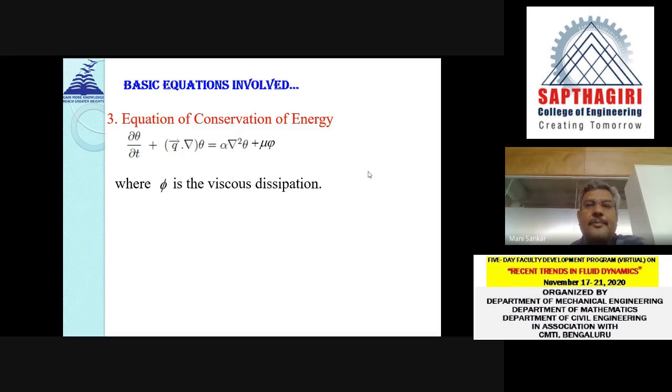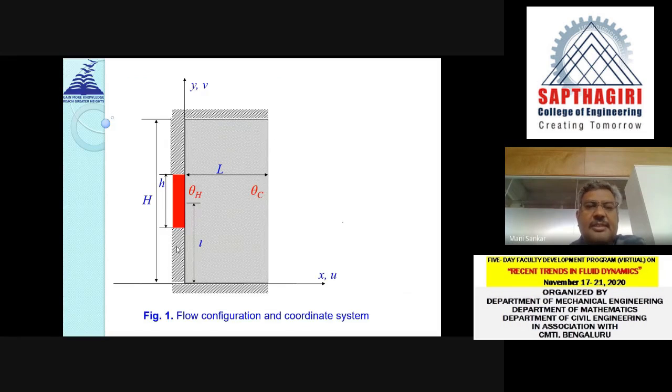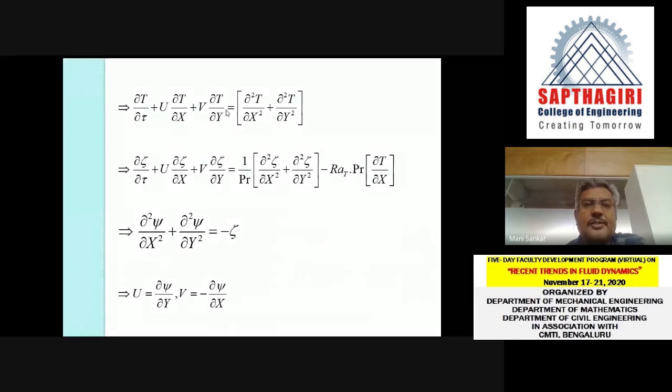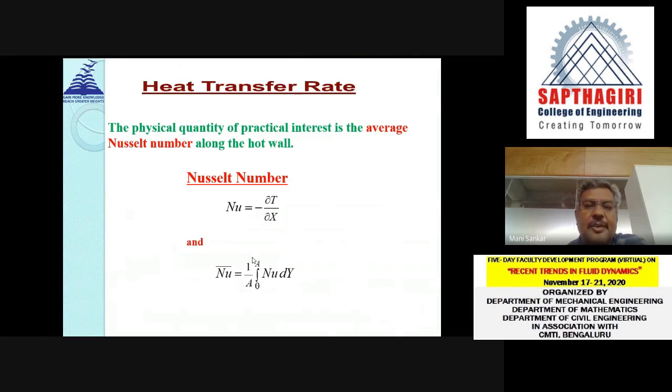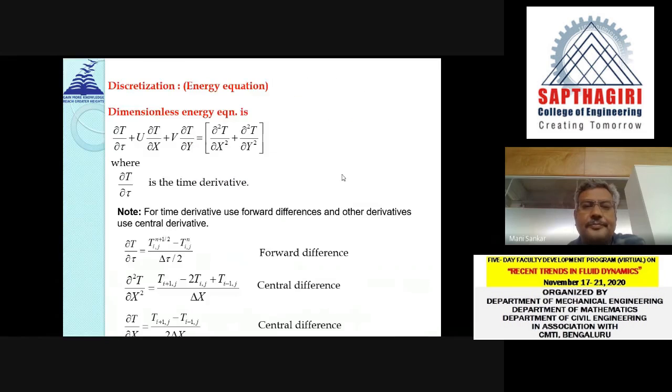I took the general equation, and here I consider a two-dimensional flow problem in a plane geometry, where the red portion is hot. Our objective is to move along the hot wall. I want to find out the effect of the location and size. This process can be governed by these laws: temperature equation, vorticity, stream function, velocity stream function. And the heat transfer rate is given by the Nusselt number.